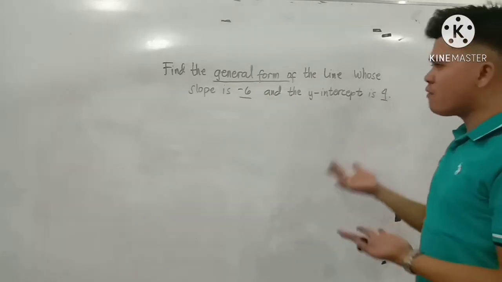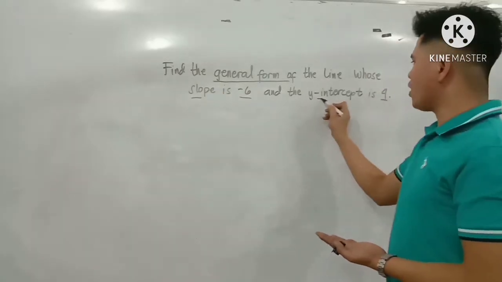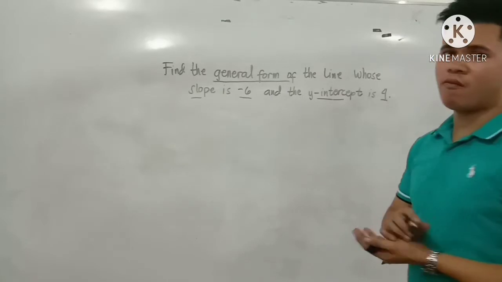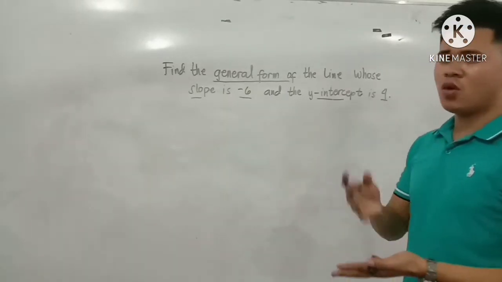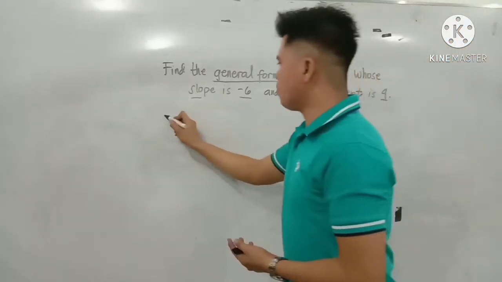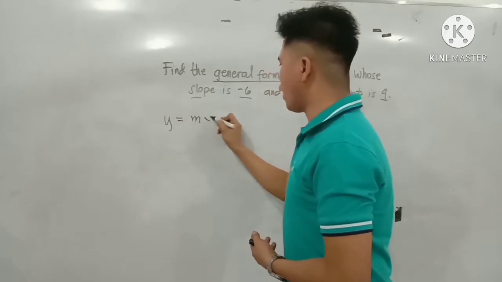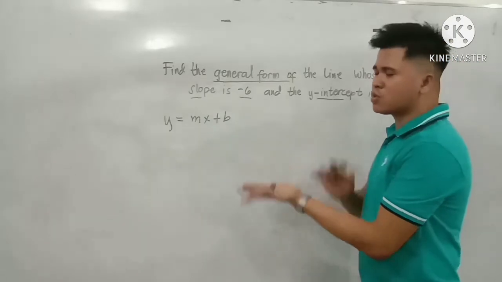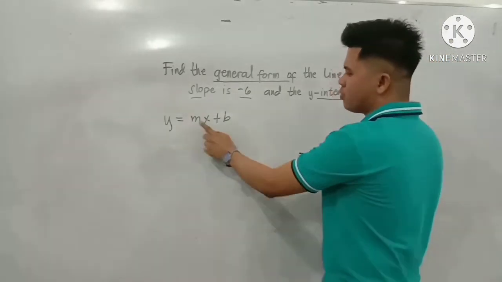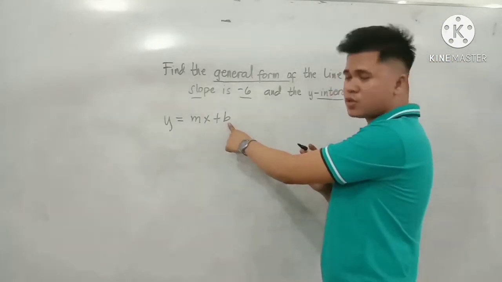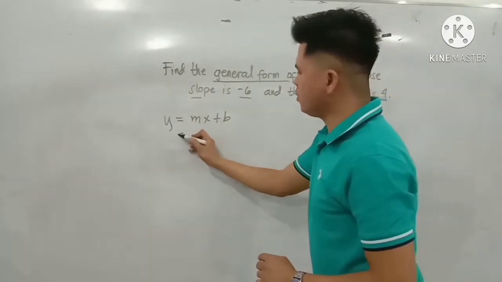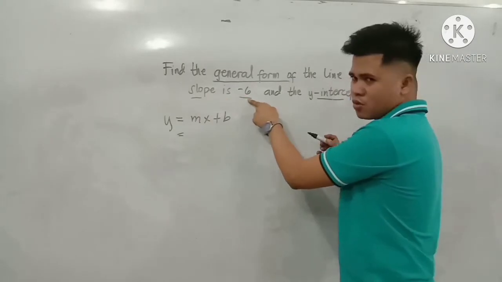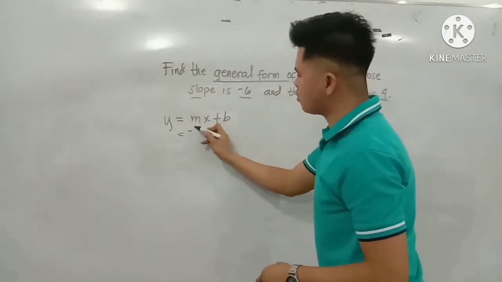So, since the given are the slope and y-intercept, therefore we can use the slope-intercept form. And we all know the slope-intercept form is simply y is equal to mx plus b. So again, we have to substitute the value of the slope at the same time the intercept. So we have here our m referring to the slope, and our slope is negative 6. So we have here negative 6.